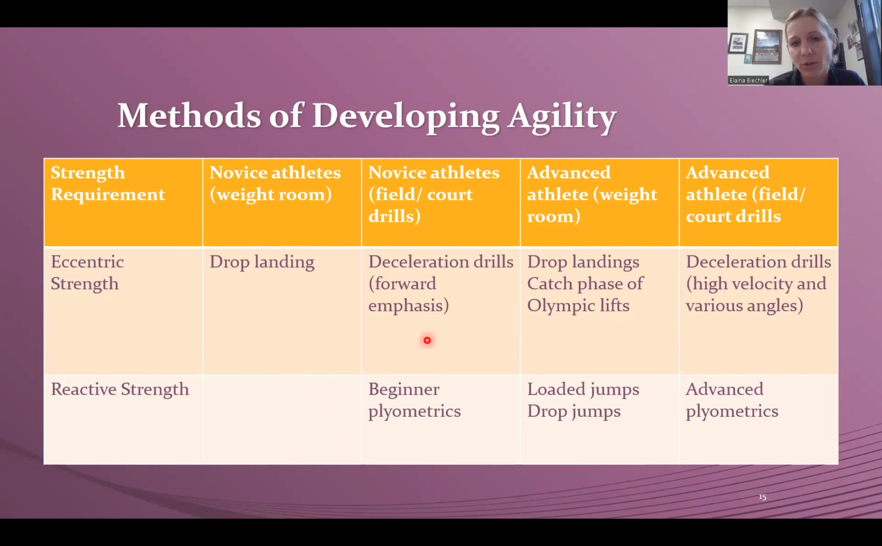We could do plyometrics. Again, you could consider that field or court or weight room really for the beginner, advanced plyometrics for advanced athletes. Like we said, loaded jump. So it might be like a loaded squat jump or something like that. And then those drop jumps or a depth squat, something along those lines for that reactive strength element.